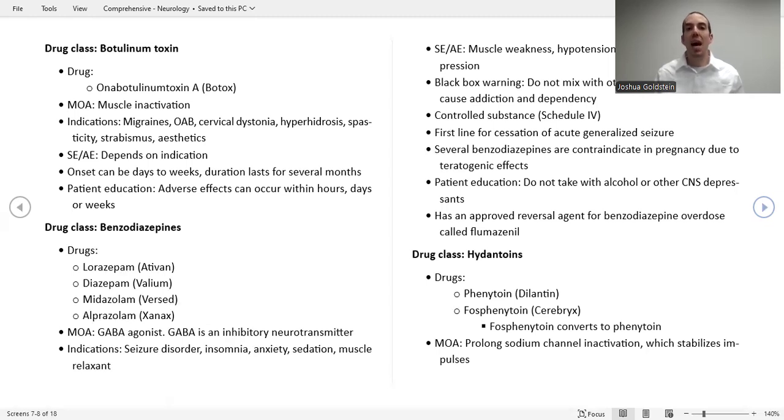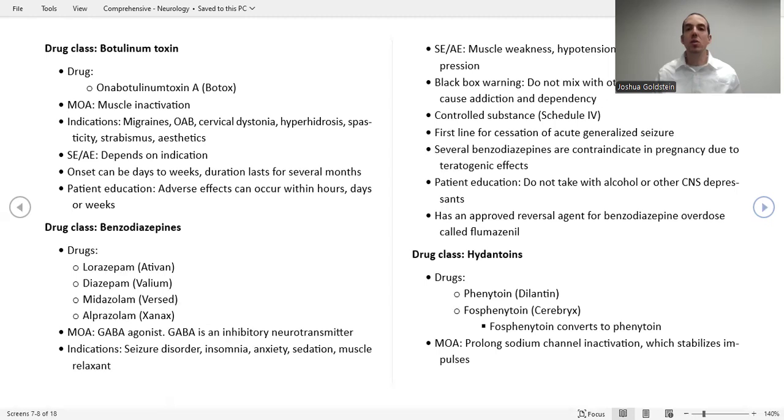These drugs are GABA agonists. GABA, you may have learned, are the brakes of the brain. They slow everything down in the brain. So if the brain is hyperexcited, that's why it's having a seizure. This slows everything down. GABA stands for gamma-aminobutyric acid, and it's known as an inhibitory neurotransmitter, probably a term that you may see on a test.